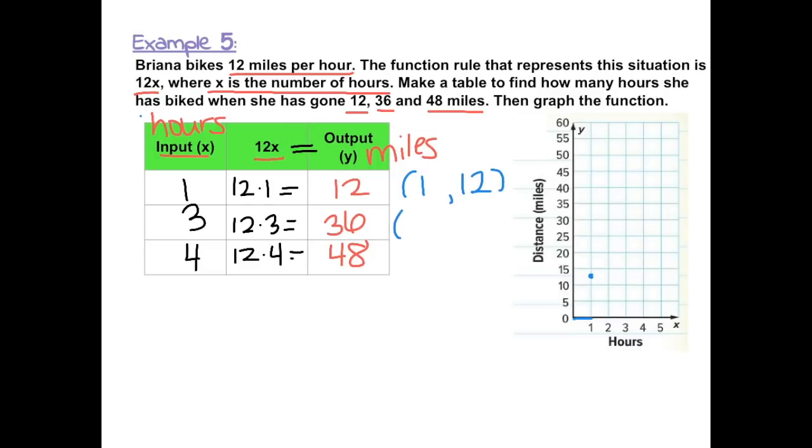Our next input is 3 and its output is 36. So we can plot that ordered pair by going 3 to the right and up 36. Our next input is 4 and the output is 48. So we can plot that by going 4 to the right and up 48. Because we don't have these exact numbers on the graph, we can just estimate where we think the points would be. So now we've graphed our function using the function table.